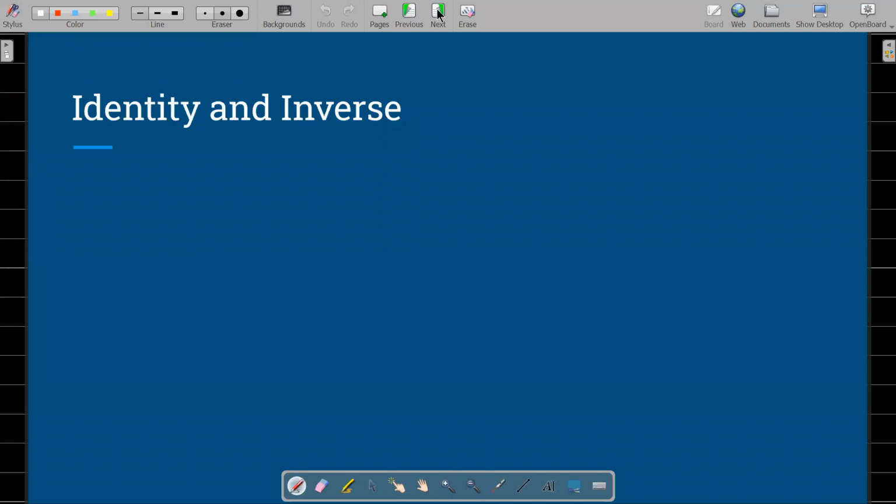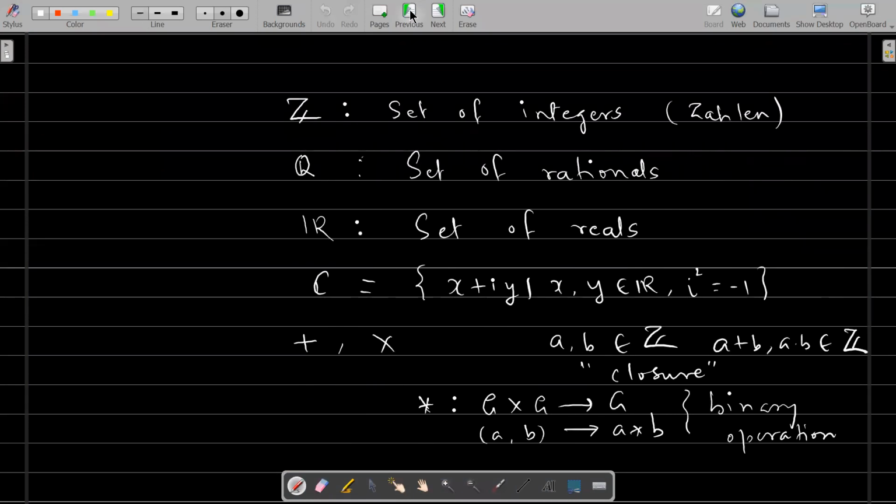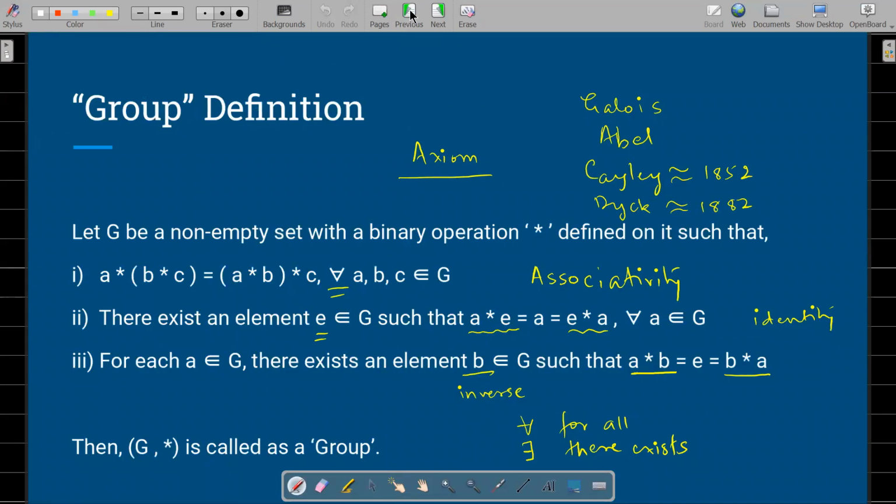As far as axioms are concerned, just see that we have just talked about existence. There exists an element in G which works as identity. So like A star E is A, E star A is A for every element. Okay, and same about inverse. Now we'll prove rigorously that identity and inverse of each element, they are unique.